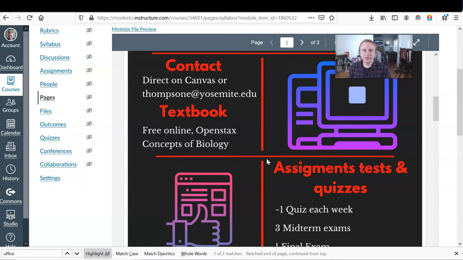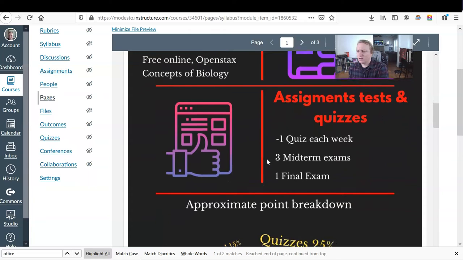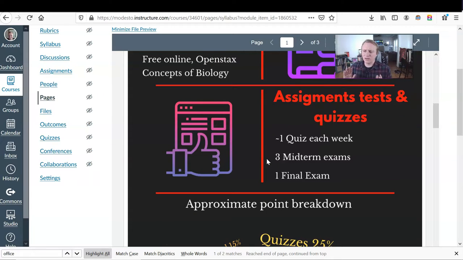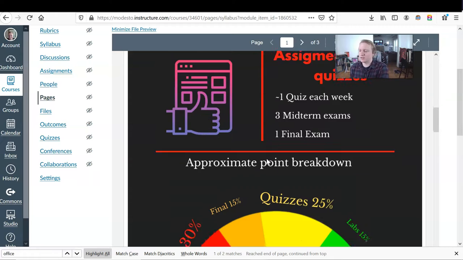Textbook is completely online. OpenStax, Concepts of Biology. There's going to be about a quiz a week. There will be 3 midterm exams and 1 final. And the last day of class is exam 3. And then at the end, you will be having your final exam. I always get questions about that. But there is exam 3 on the last day, and then the final is the week after during finals week.